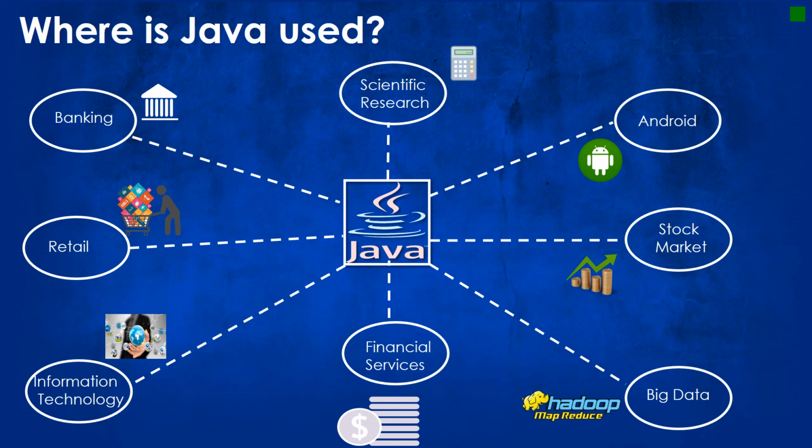Next is scientific research. In scientific research, a large number of applications are performed, where large numbers are used to perform these applications. For performing these types of calculations, our data needs to be more precise, more scalable, and highly powerful. Clear? So next is the financial services.